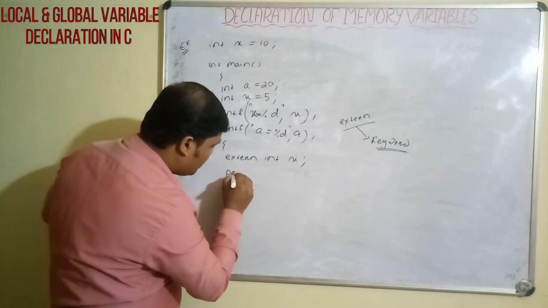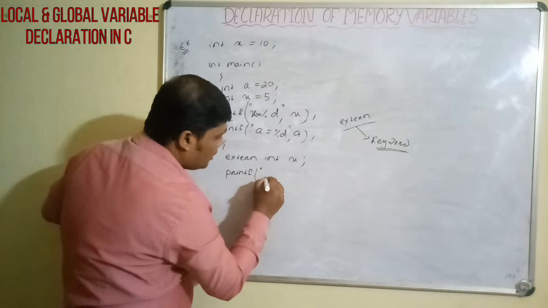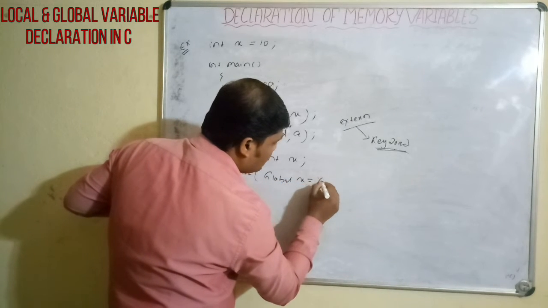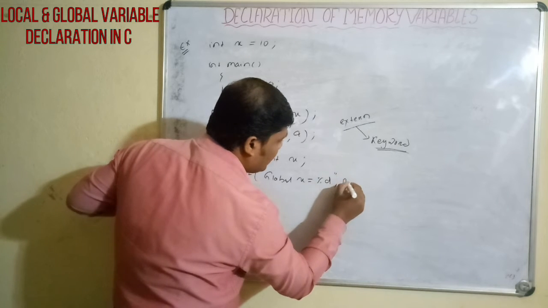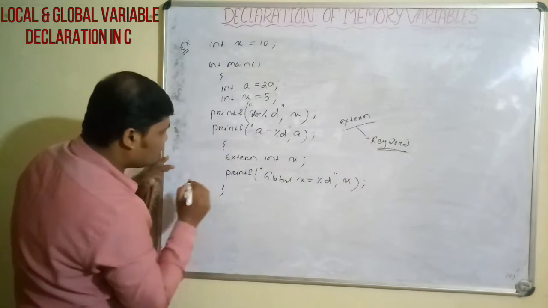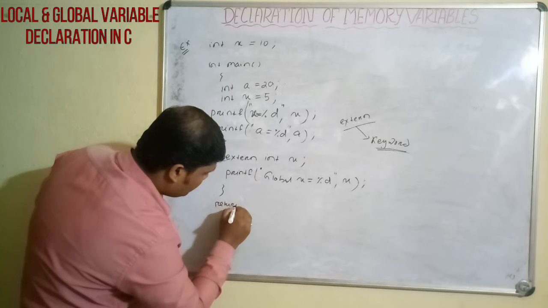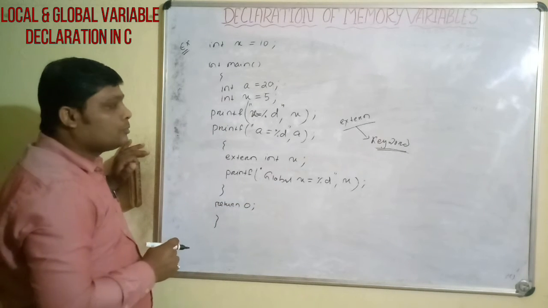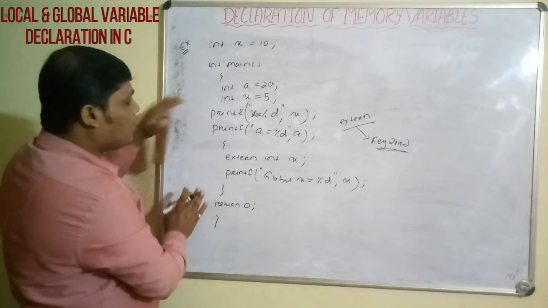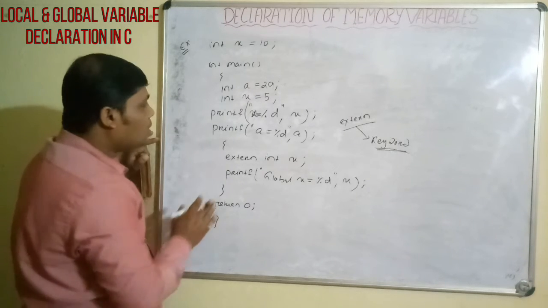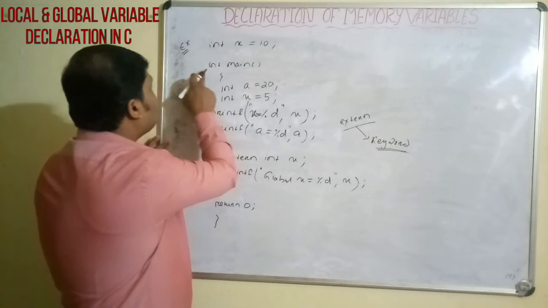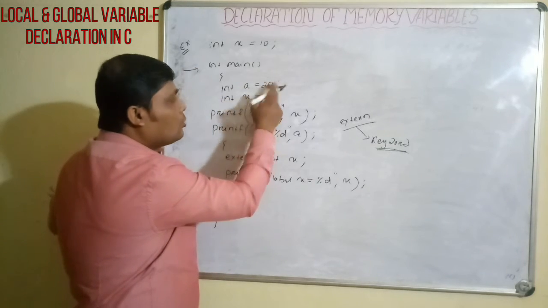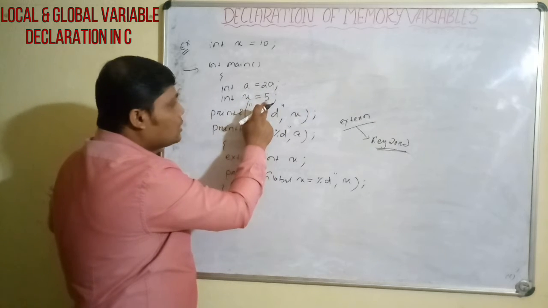Clear? Then I am printing, suppose printf "global x equal to %d", x. Now see the result. This is return 0. Clear? And this is the end of main. Now see, what will be the output of this code? Clear? Now see, your program execution starts from main. Then integer a equal to 20, x equal to 5.